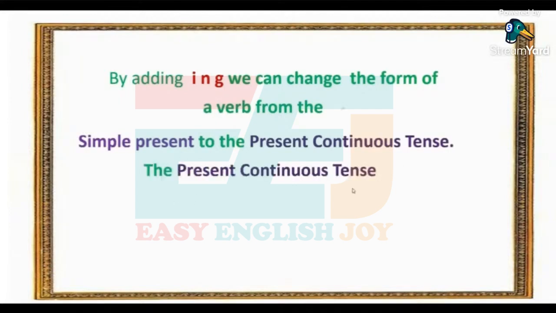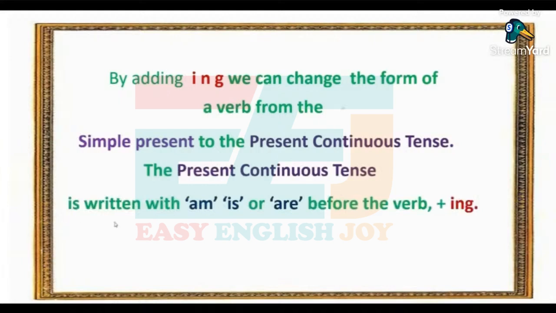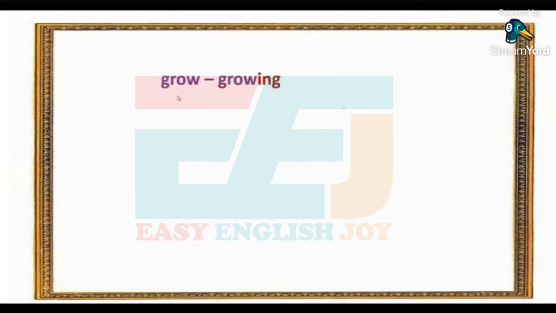The present continuous tense is written with am, is, or are before the verb followed by ing. Example: grow. We add ing, becomes growing. Stay. We add ing, becomes staying. So grow, growing. Stay, staying.